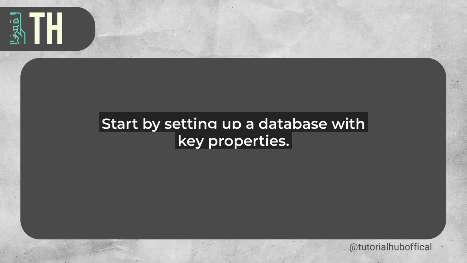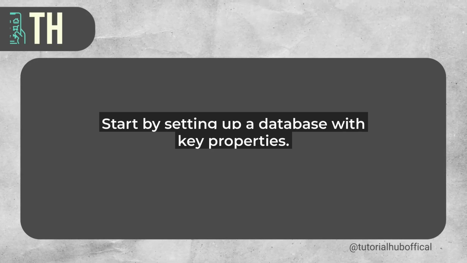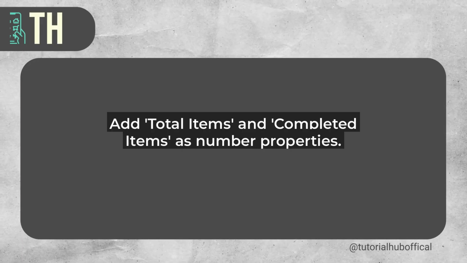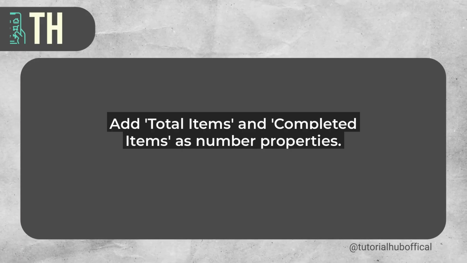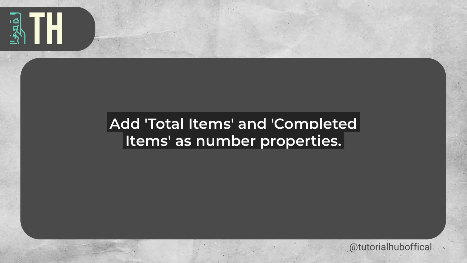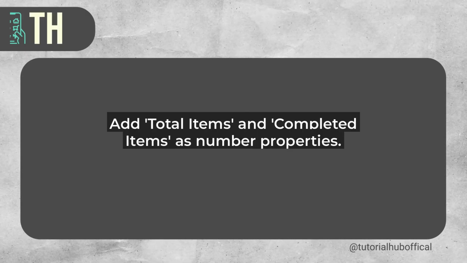First things first. Open up your Notion workspace and create a new database. This could be for tasks, reading lists, or anything you want to track progress on. In your database, add two number properties. One for total items, like the total number of tasks, and another for completed items, how many you've finished.